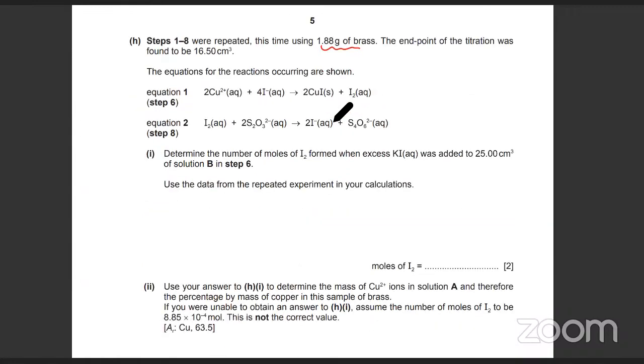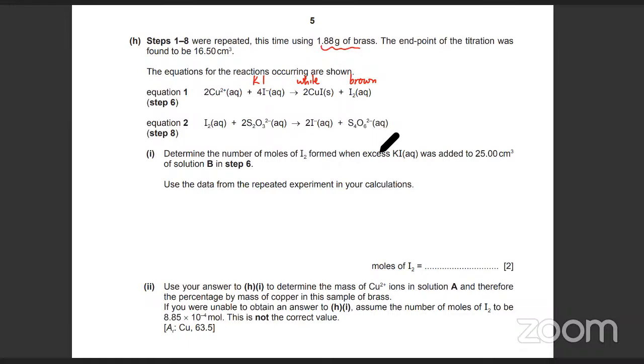So it's a moles question. Okay? This one. Step 1.8 was repeated, this time using 1.88 grams of brass. The endpoint of the titration was found to be 16.50 cm cube. The equations for the reactions are shown. So this is what was happening: when he added copper 2+, it reacted with KI. He said that in step 6. So the white precipitate was probably copper I. This was the white precipitate that was formed, and he said that it was forming a brown solution. And then he added thiosulfate, so it reacted with the iodine and ended up forming I- and S4O6.